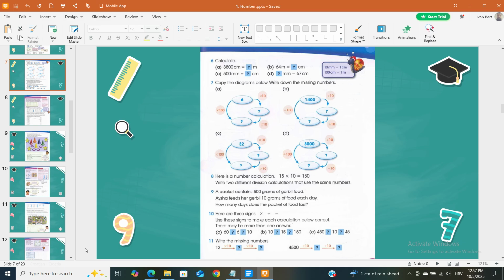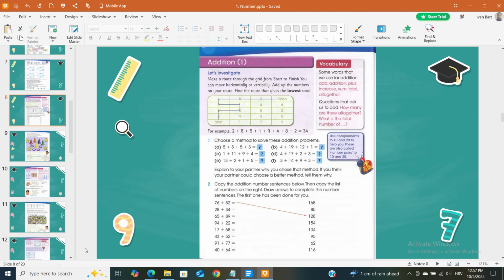Addition. 1. Let's investigate. Make a route through the grid from start to finish. You can move horizontally or vertically. Add up the numbers on your route. Find the route that gives the lowest total. For example, 2 plus 8 plus 5 plus 1 plus 9 plus 4 plus 8 plus 2 equals 34.